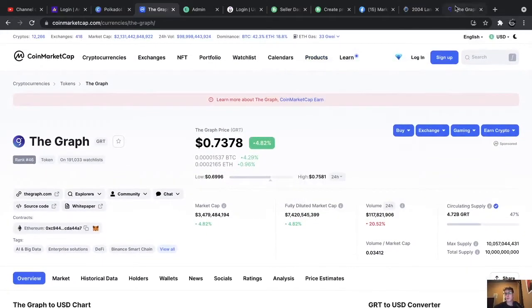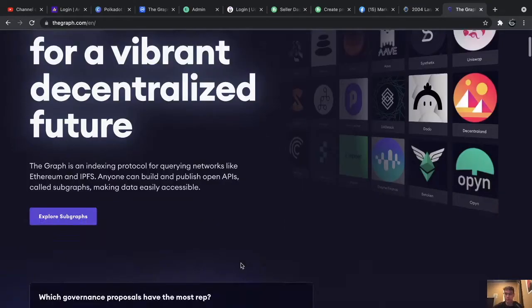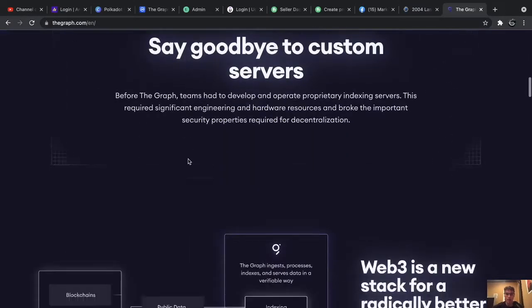So let's go over to their website. So what is The Graph? That's just a bunch of fancy words. Basically, all it means is people can make their own tokens, all of that, or networks in a sense. So here you have the coding, all of that.